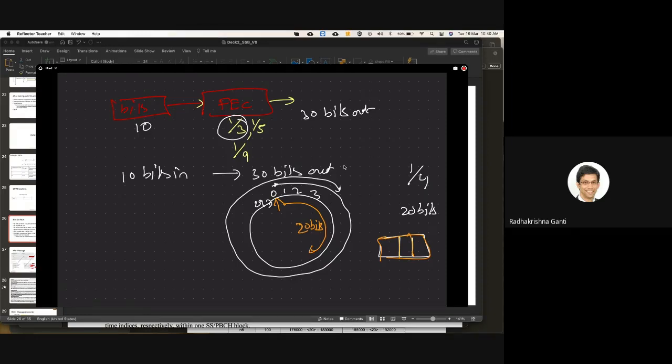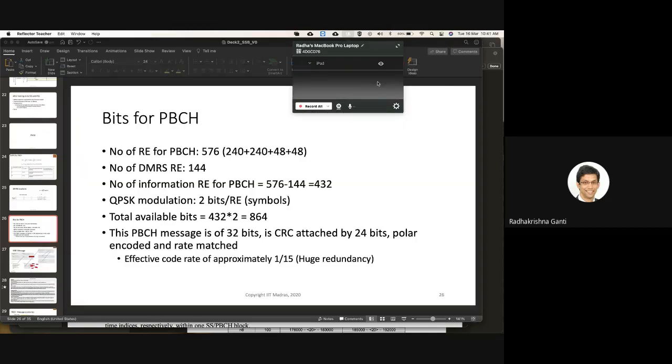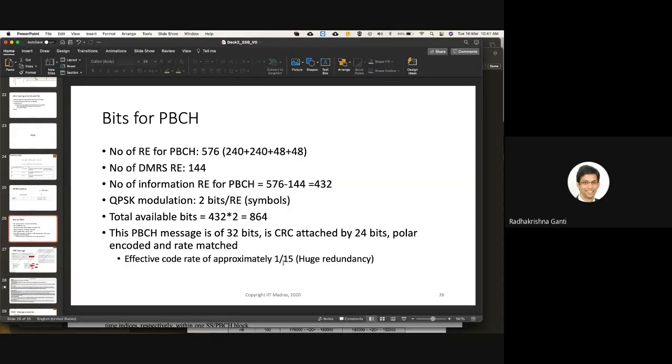Because your FEC operates at a constant rate and the input block sizes are also fixed, on the output side you put more or fewer parity bits depending on how much you want. There's a very strict procedure for this; I'm just showing an example. Here, I think 1/9 or something is the rate of your polar encoder, so 56 bits go in, 9 times that come out of the polar encoder, and then rate matching gives you 864 bits.